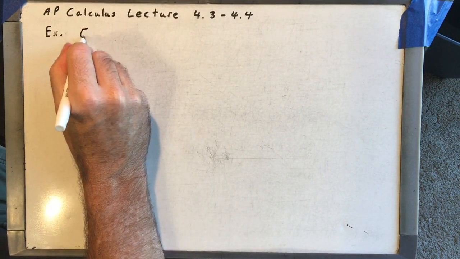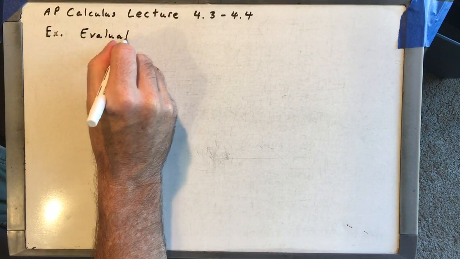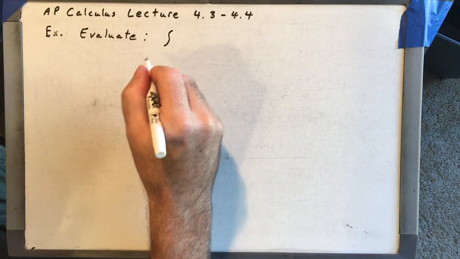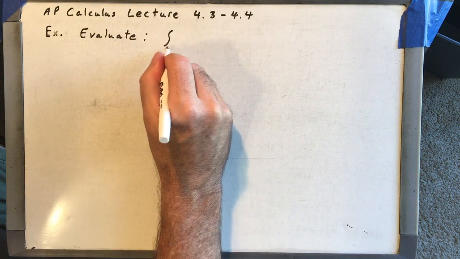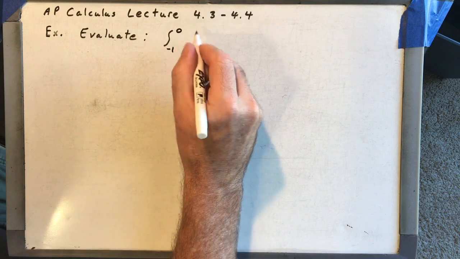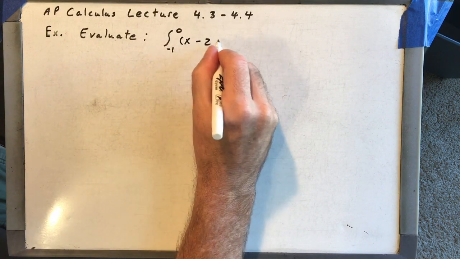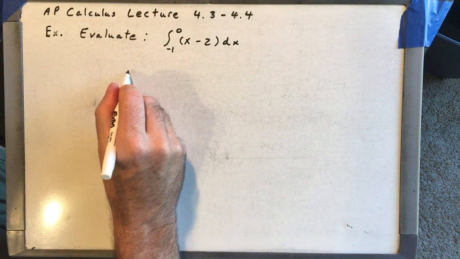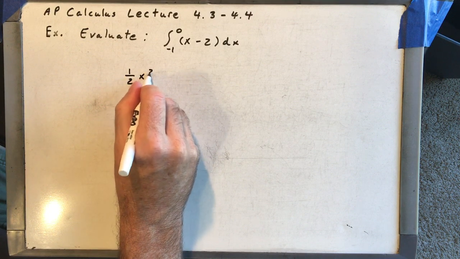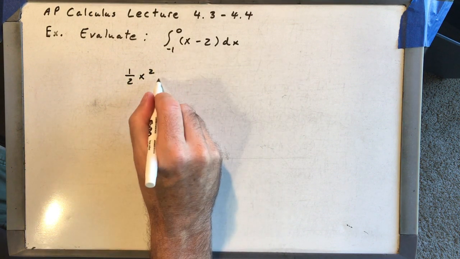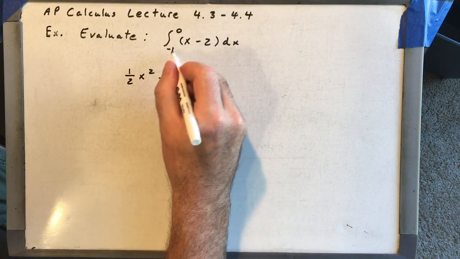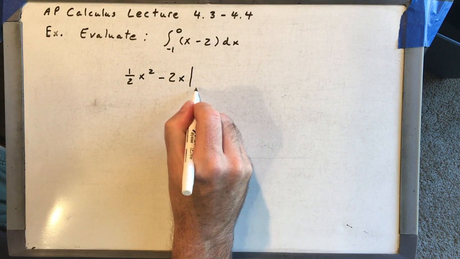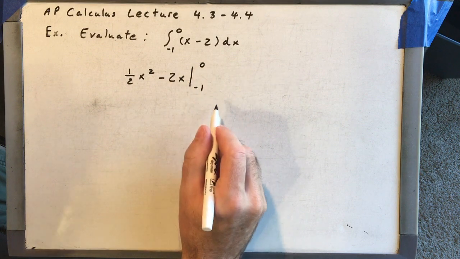All right, evaluate. Oh, so it's not find. I'm evaluating. All right, this time we're not going to say area under the curve. We're just going to say evaluate this definite integral from -1 to 0 of x minus 2 dx. Okay, let's find the antiderivative of that. That's going to be 1/2 x squared, that's the antiderivative of x, minus 2x. Now, when you have a definite integral, there's no c, there's no constant of integration. So we don't have to worry about that when we're evaluating it from -1 to 0.